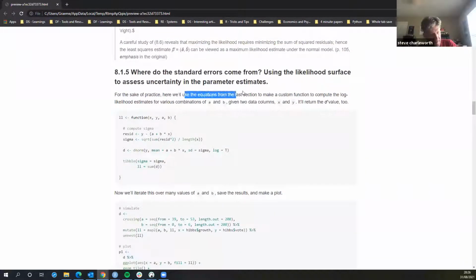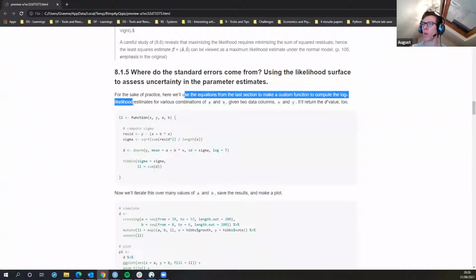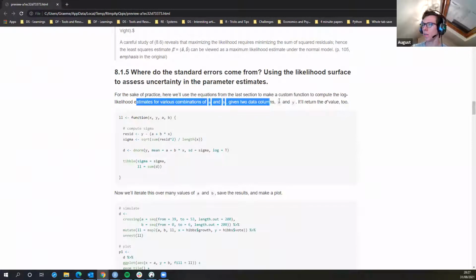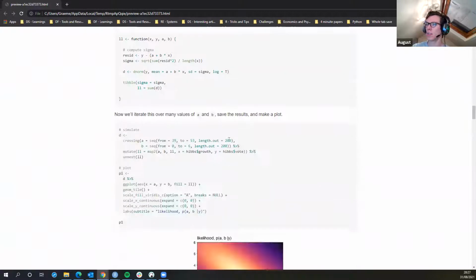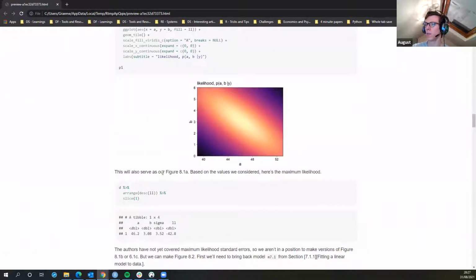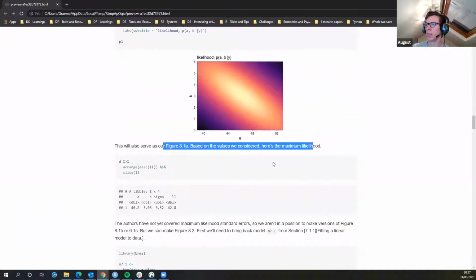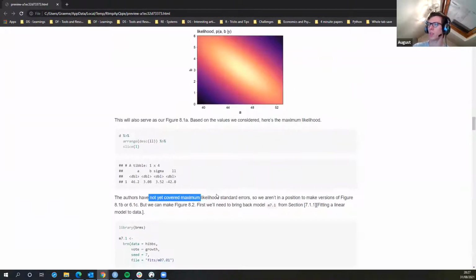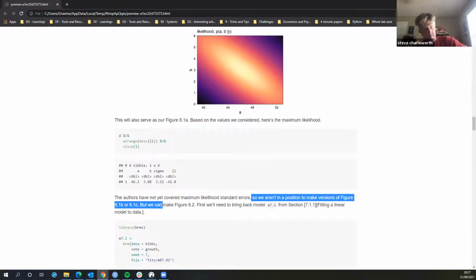Oh yeah, he has the nice little mountain there showing the likelihood. Yeah, the log likelihood estimate. Well, because it's normally distributed when it's log. So it's log normal, isn't it? Okay. This will serve as figure 8 based on distribution. Here's the maximum likelihood. The authors have not yet covered the maximum likelihood standard errors, so we aren't in a position to make versions of figure 8.1b or 8.1c, but we can make the figure 8.2.